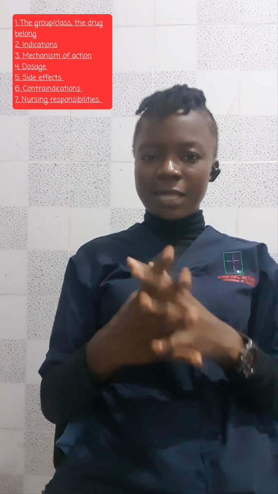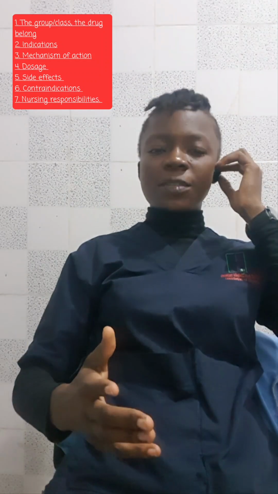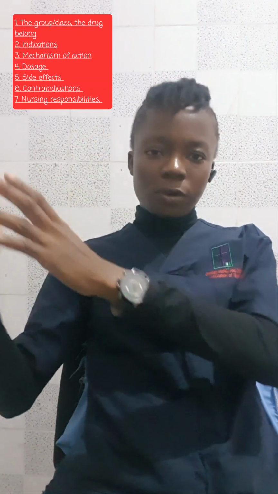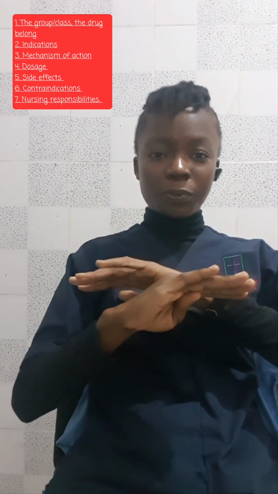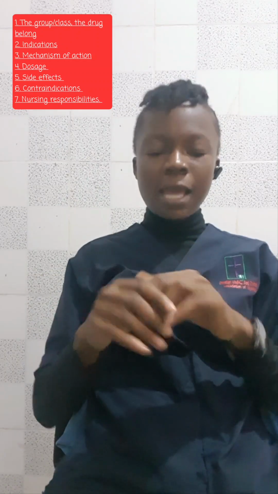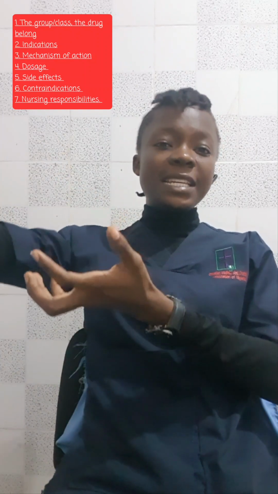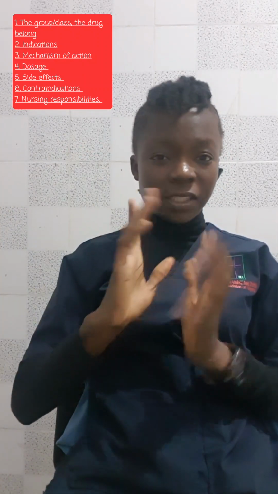And after talking about side effects, we now talk about the contraindications. In as much as we know that this drug can be used for this, there are still some people that can't take that drug. There are still some people that can't use that drug. That's what they call contraindication. This drug is contraindicated in this particular set of people. This particular set of people cannot take this drug.